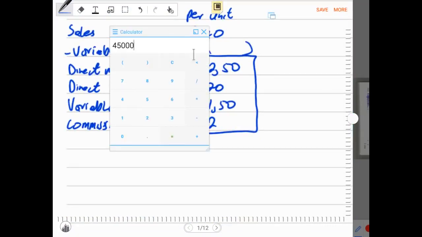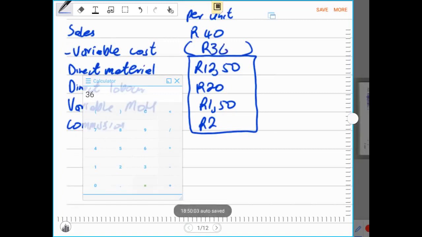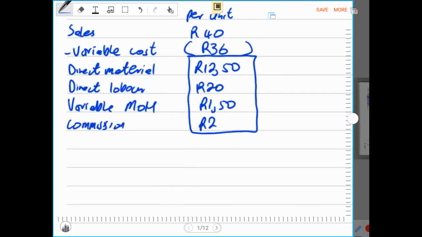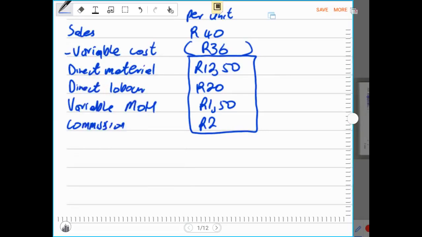So now let us calculate our total variable cost, which is 12 rand 50 cents plus 20 rand plus 1 rand 50 cents plus 2 rand, and this will give us 36 rand. And 36 rand is what we call variable cost, as it is mentioned that these are variable costs. So selling price minus variable cost will give us what we call contribution or marginal contribution. Our contribution per unit, or marginal contribution per unit, is 4 rand.